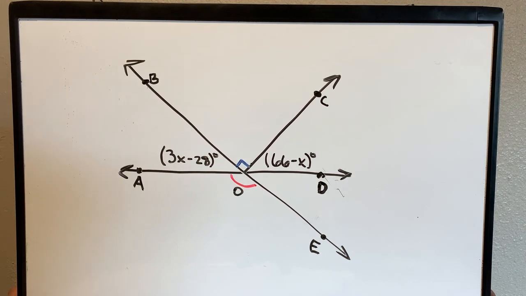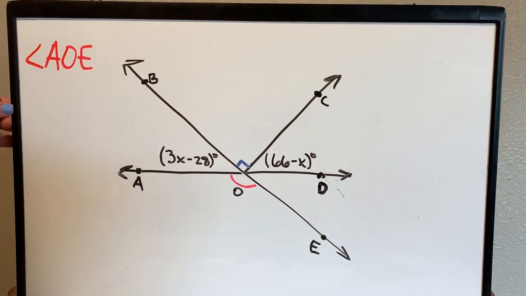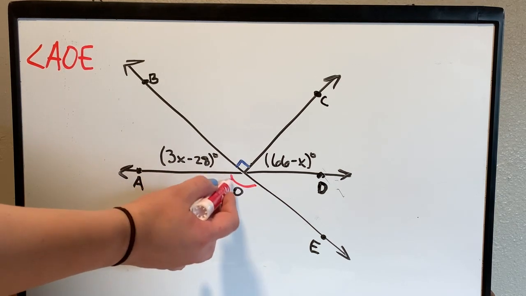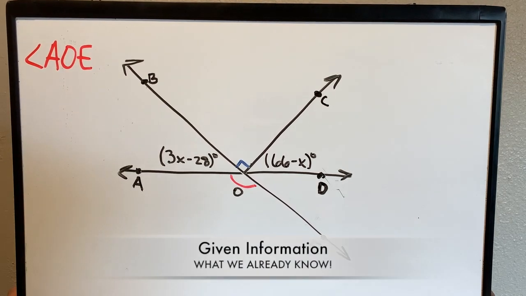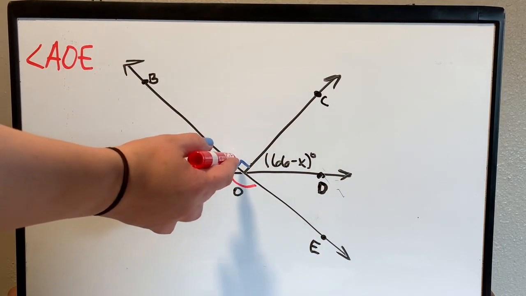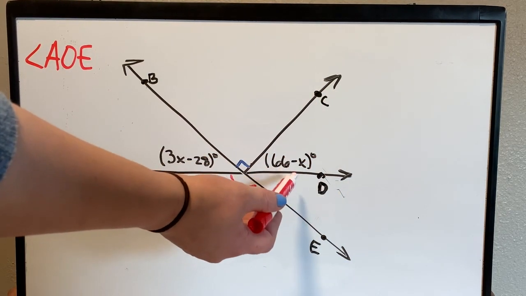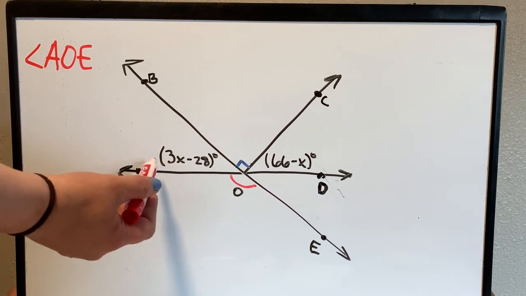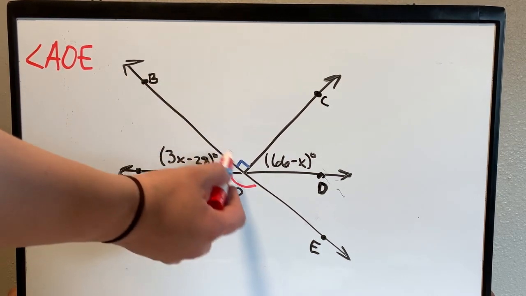All right, guys, so we have a few angles. We have a problem that wants us to find angle AOE. So angle AOE is the angle that we are looking for, which is this angle here. The given information is that this angle here, BOC, is 90 degrees from that box. We know that COD is 66 minus x degrees, and we know that 3x minus 28 degrees is this angle here, BOA.